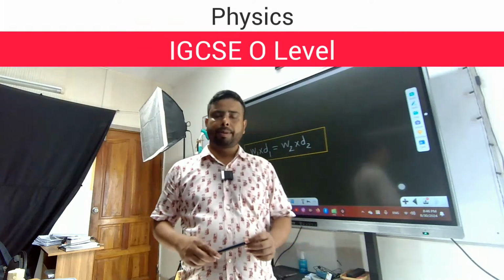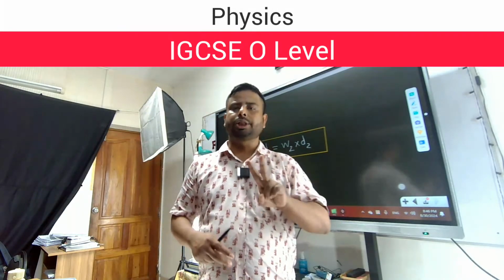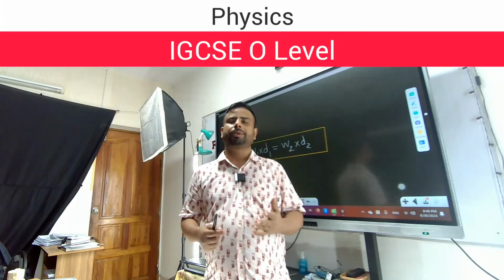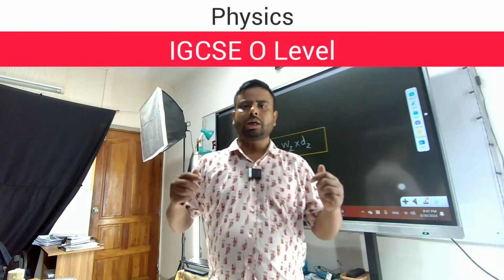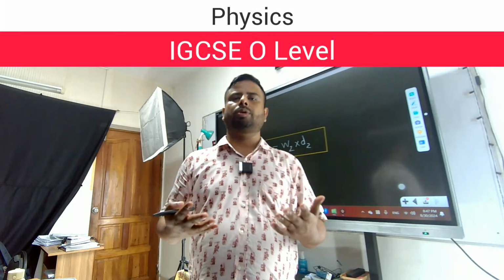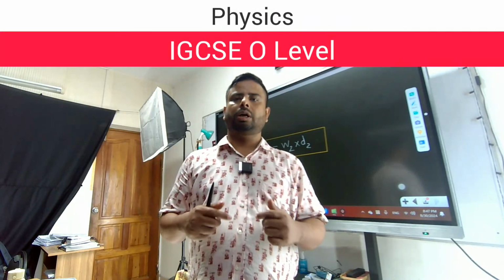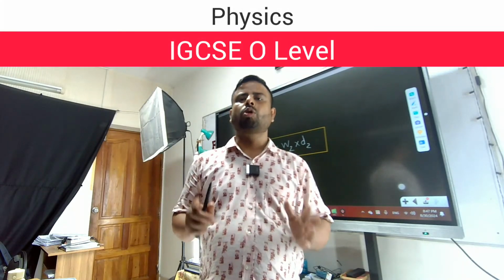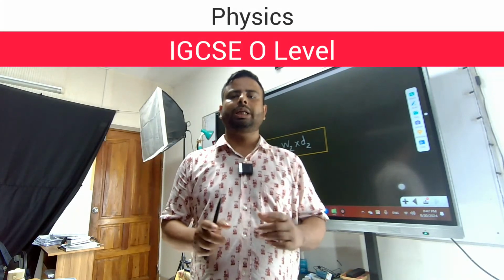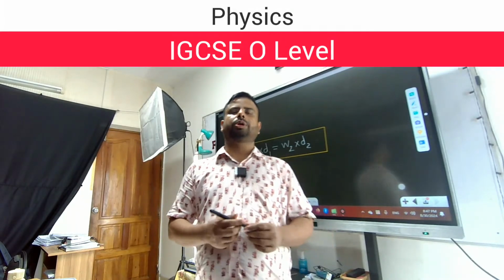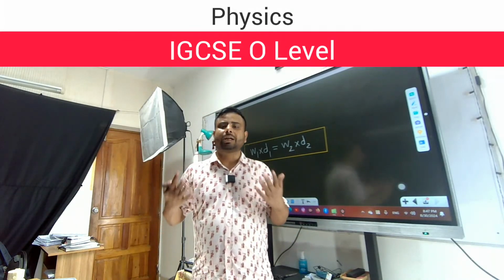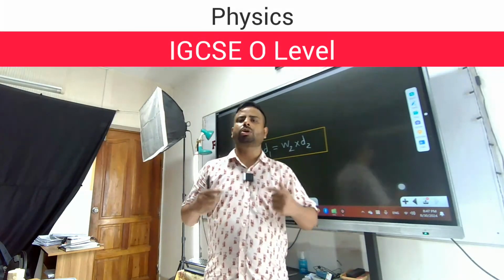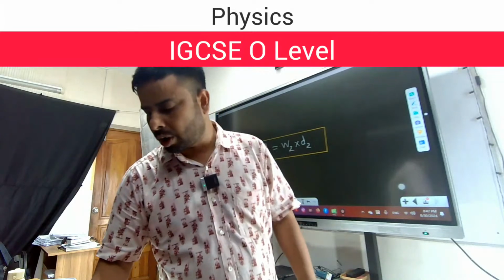Remember, there are two conditions of equilibrium. Total downward force equals total upward force, that means total vertical force must be balanced, and total clockwise moment is equal to total anti-clockwise moment.